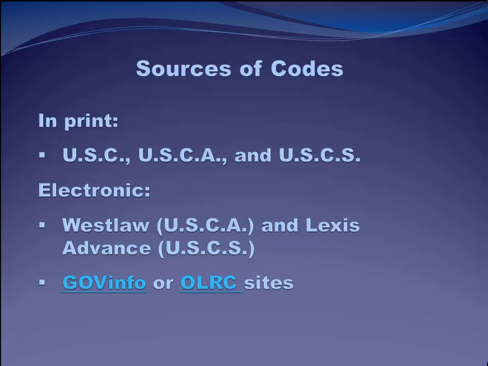So in print, you go to the U.S. Code, the United States Code Annotated, or the United States Code Service. Electronically, you can go to Westlaw to get the USCA, and you go to Lexis to get the United States Code Service. You can also get the U.S. Code from GovInfo, the big federal government legal research portal, or the Office of Law Revision Council website. Both of them are great sources and free, completely up-to-date, authoritative, but of course they don't have any of those great annotations that I talked about that the USCA and the USCS have.